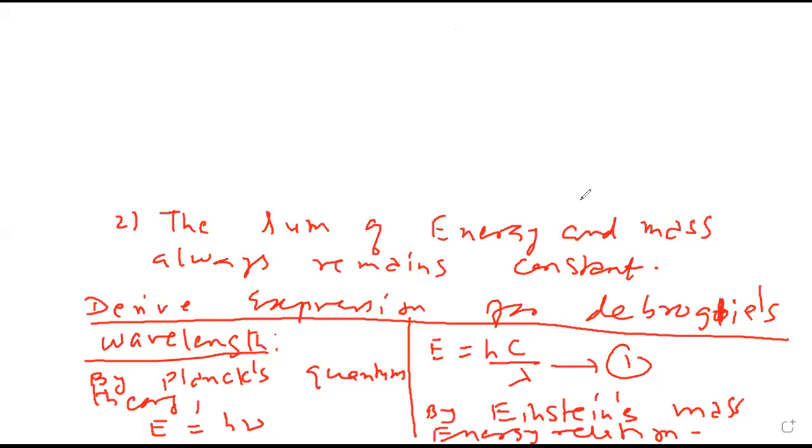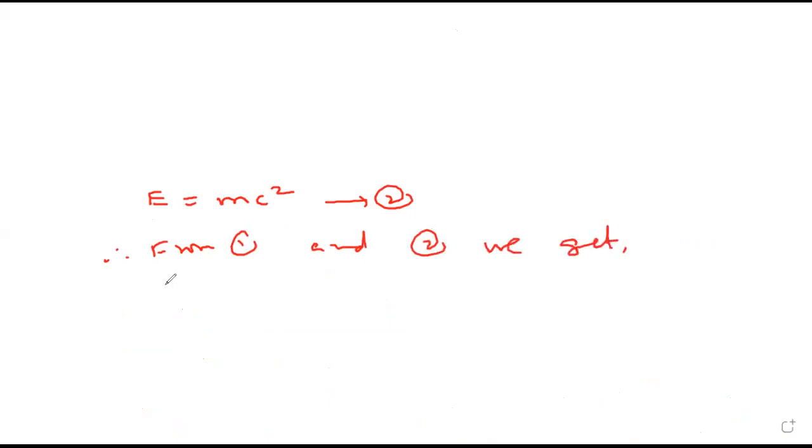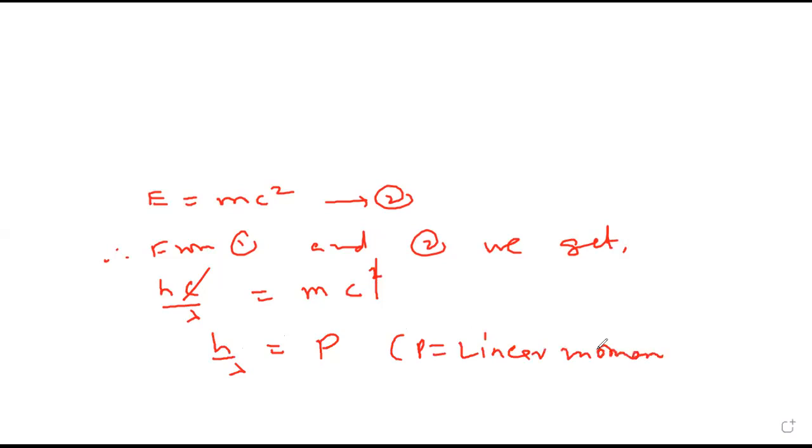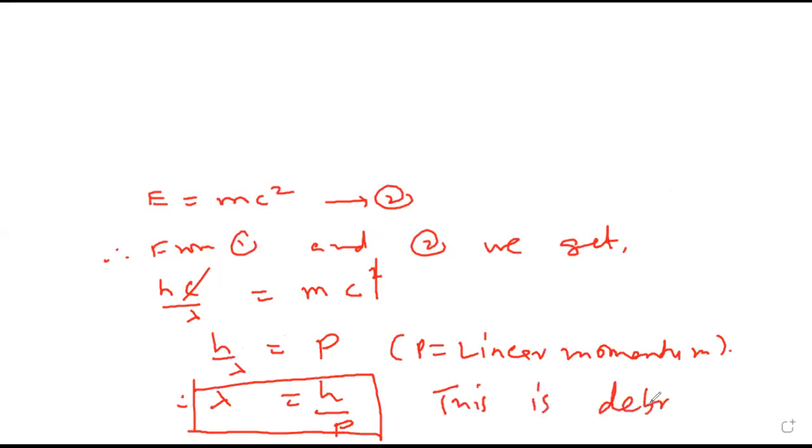Done, sir. So energy is h nu, which is hc by lambda due to Planck's quantum theory. By Einstein, energy is equal to mc square. Therefore, from 1 and 2, we get hc by lambda is mc square. Mass into velocity is called momentum. P equals linear momentum. Therefore, lambda equals h upon p. This is de Broglie's wavelength.